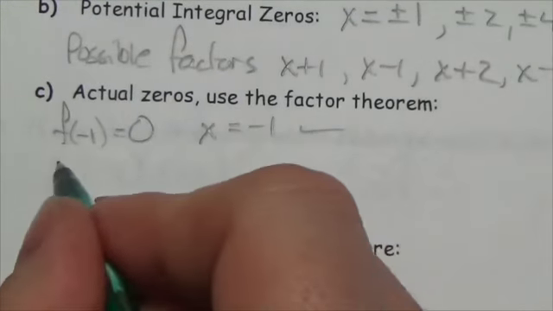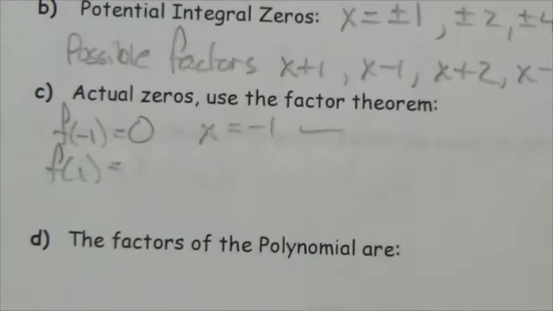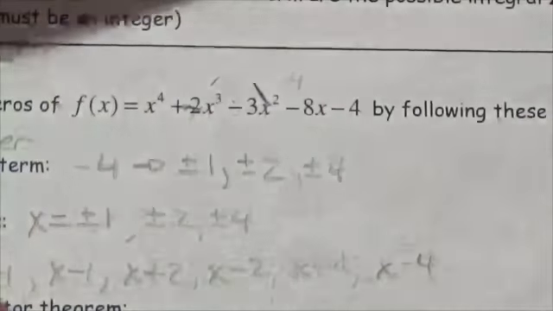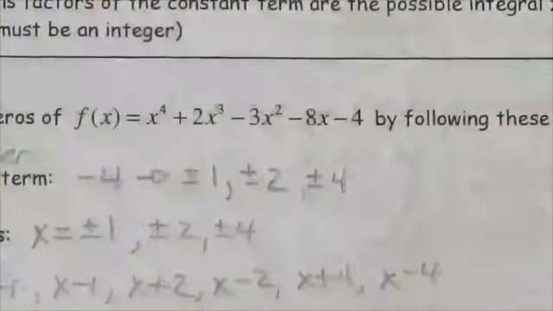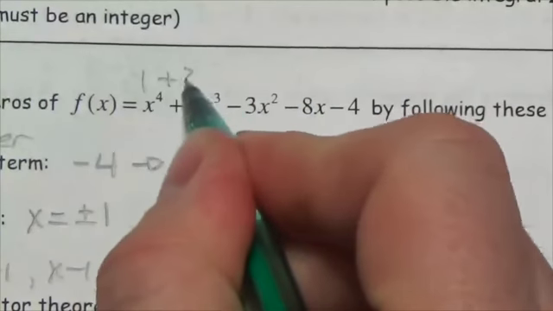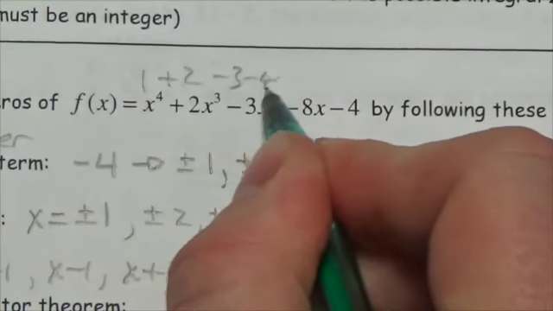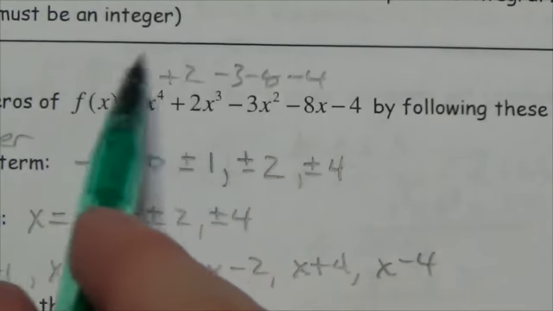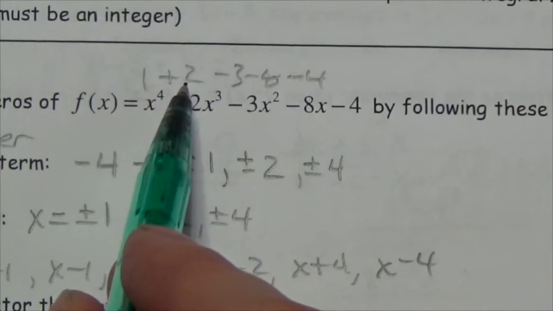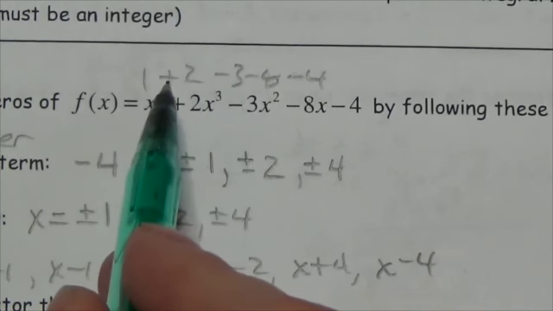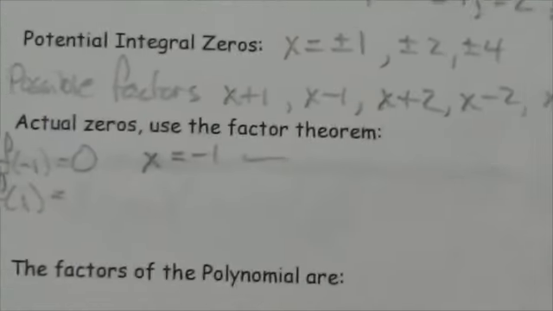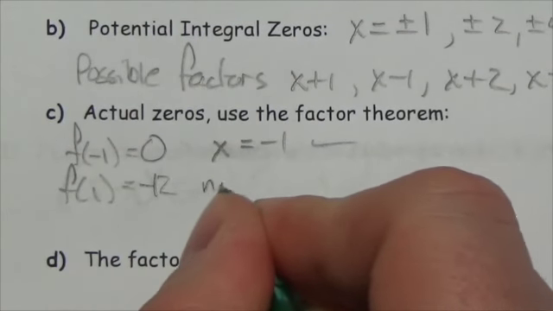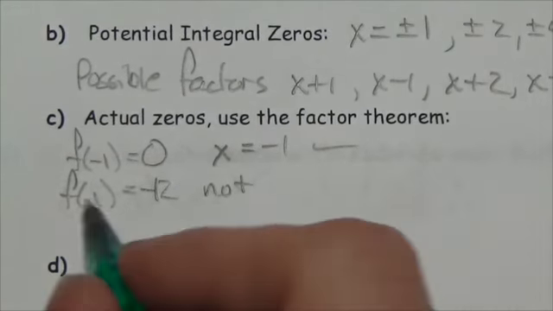Now let's try f of +1, because you never know. If we plug 1 into this, 1 is an easy one to work with. This is going to become 1 plus 2 minus 3 minus 8 minus 4. Well, I don't even have to figure that out. 1 plus 2 is 3 minus 3. Those are going to cancel, and then I'm going to be left with a big negative, -12. So, not a factor.